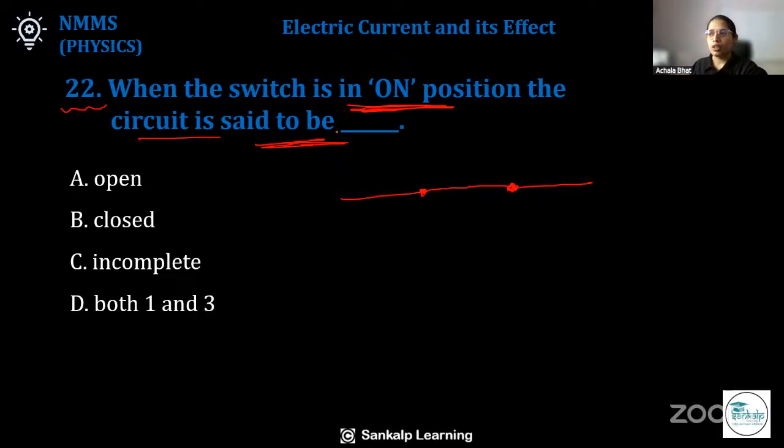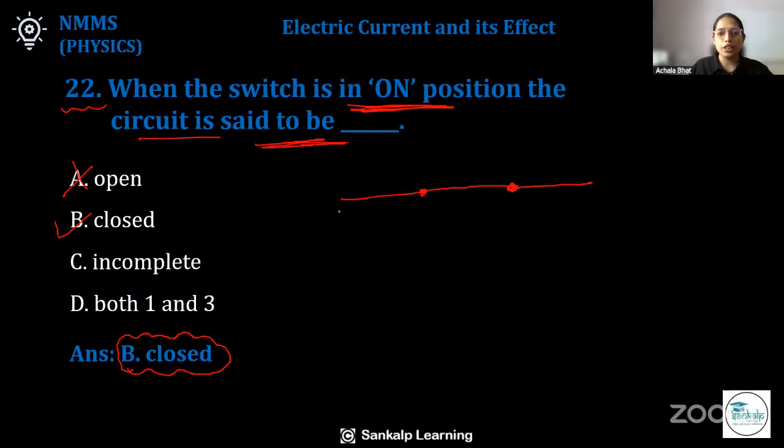You say switch on the fan, switch on the television, like that. Which means that circuit is open? No. If circuit is open, there is no electricity flow. Yes, option B is correct. It is closed. Closed is the correct one. When the switch is in on position, the circuit is said to be closed. Here, this is closed. D, both 1 and 3, wrong. C, incomplete, wrong. Closed is correct.